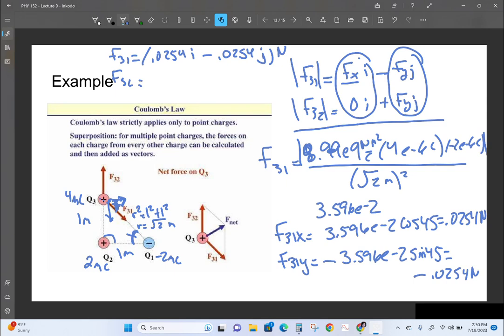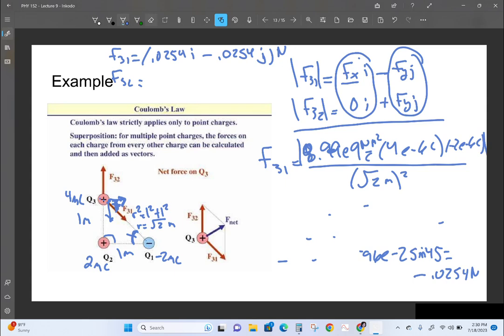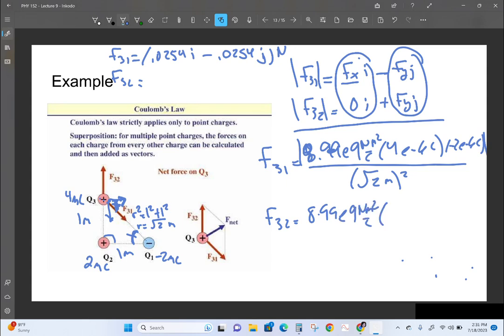Now, f(32) is going to be found. It'll be a little easier to find its x and y because it doesn't have an x. We're just going to use Coulomb's law to find the value of the force, which is in the positive y direction. So f(32) is going to be 8.99 e to the 9 newtons meters squared over coulombs squared times 4 e to the negative 6 times 2 e to the negative 6, these are both in coulombs, divided by the distance between them, which is 1 meter squared.